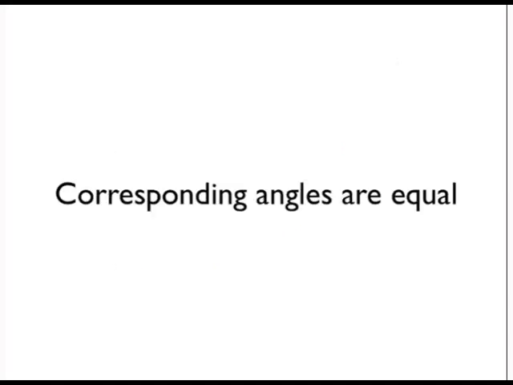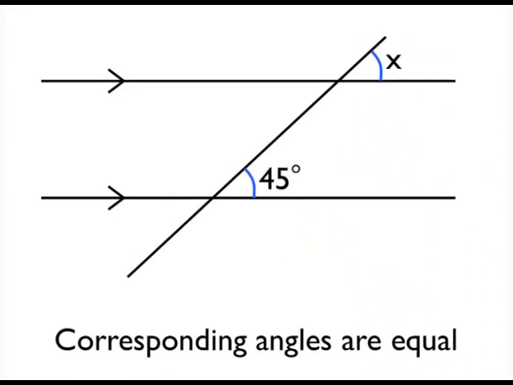The thing is, corresponding angles are equal. So if you know how to spot corresponding angles now, it should be clear that 45 degrees and x are corresponding, and so x is also 45 degrees.